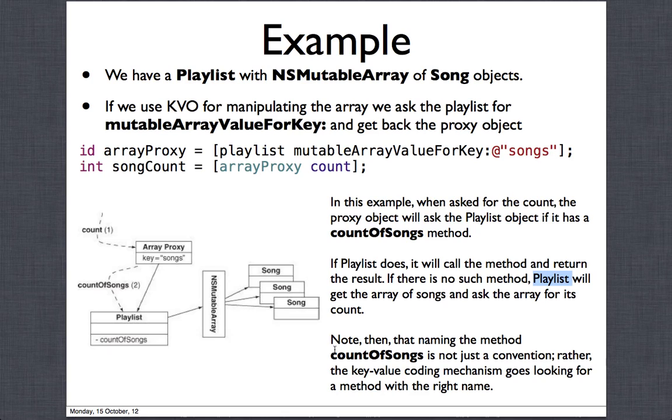And again, the naming of the method, count of songs, is not just a convention. This is the key value coding mechanism, and this name is generated by that mechanism. So if you had not songs but books and you asked for min, then the method that will be called first will be min of books. So if we want to get the number of songs in this example, we might want to implement this method in our playlist, knowing that it will be asked through the array object.